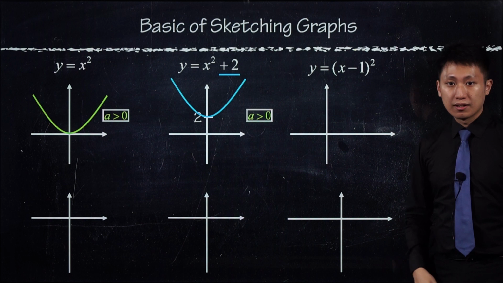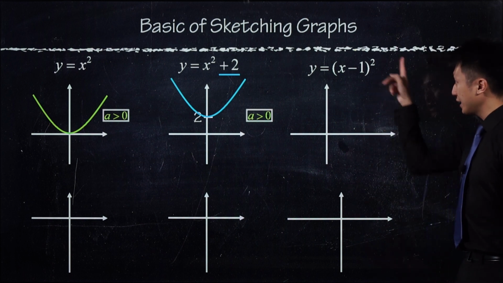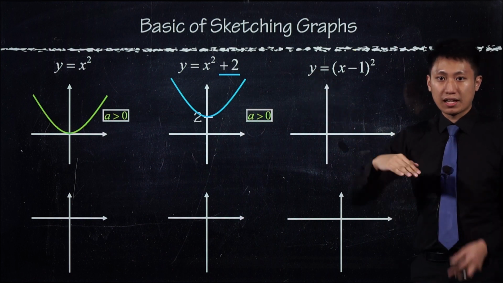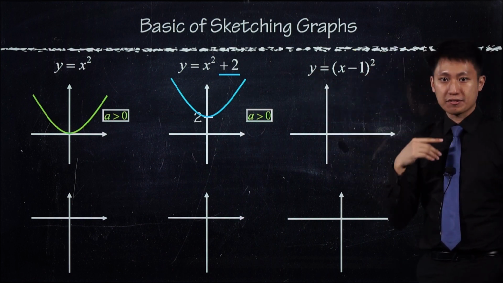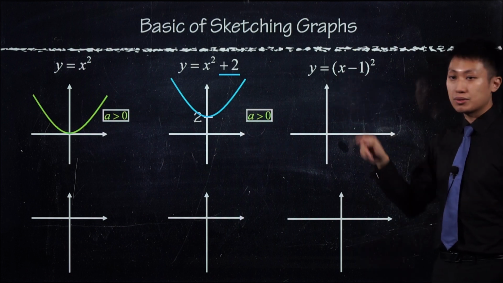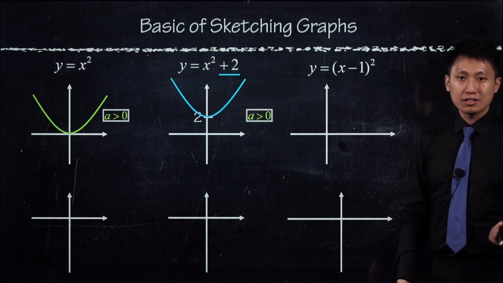How about this one? Now I don't do anything outside, meaning I don't change the y, the height of the function. Now I change inside. I say (x - 1), the whole thing squared. So let me ask you this.